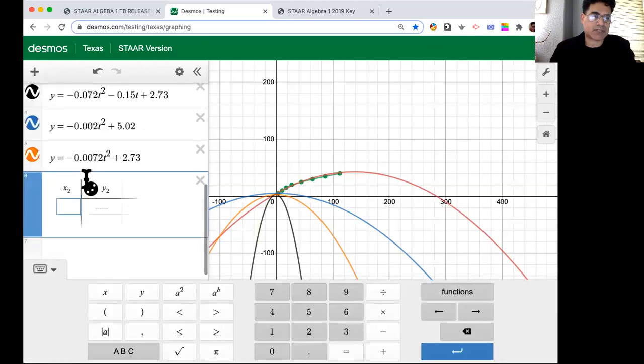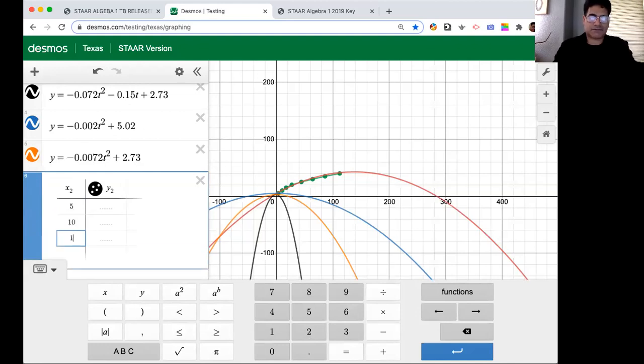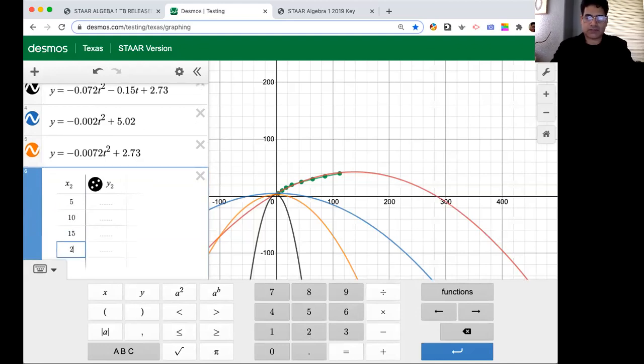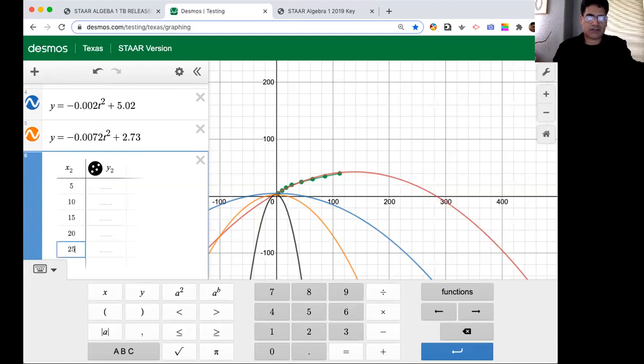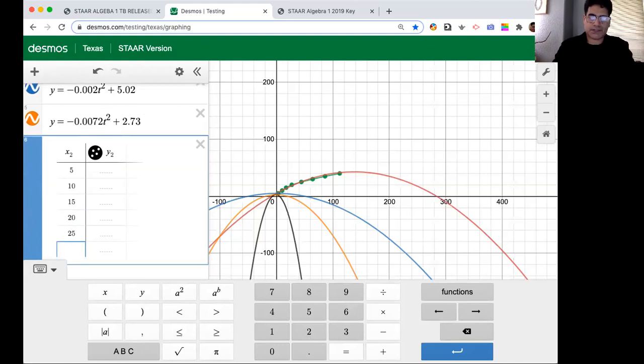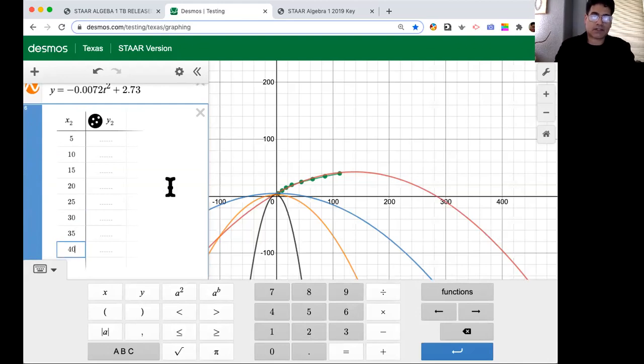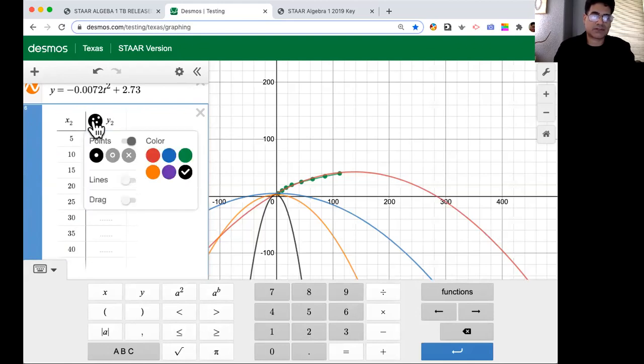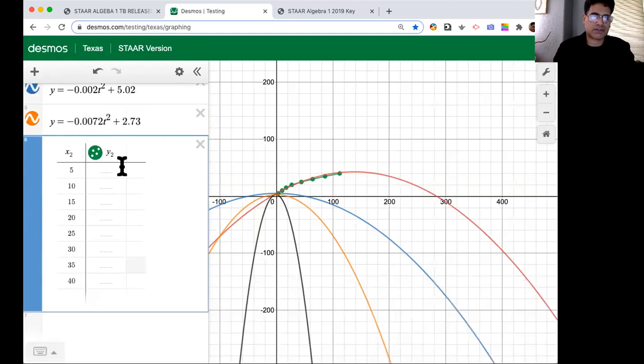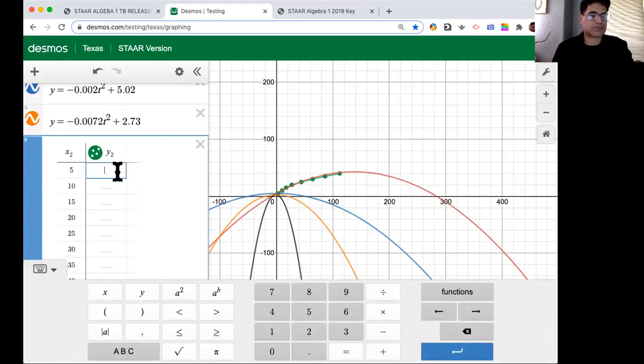Let's create a table and let's put the values as they gave them to us. 5, 10, 15, 20, 25, 30, 35, 40. Okay, and let's get a different color. Let's put a green line. And so that will be green when it comes in.